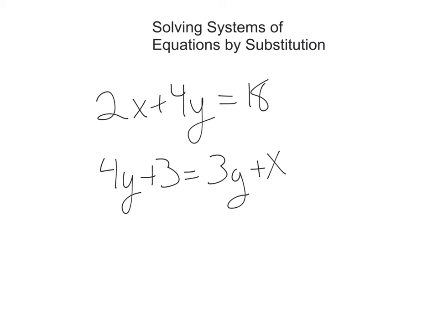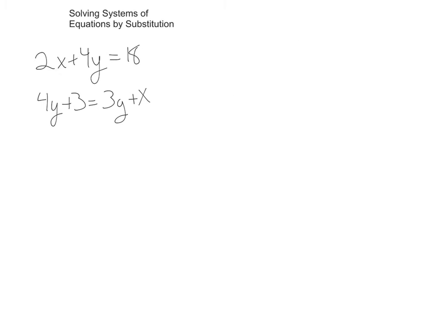Here we have two equations. Notice neither one is terribly simplified, so one of the first steps is generally just to simplify things, and you want to solve for one of the two variables. It doesn't matter which one, you can solve for either y or x. So let's simplify both of these equations.